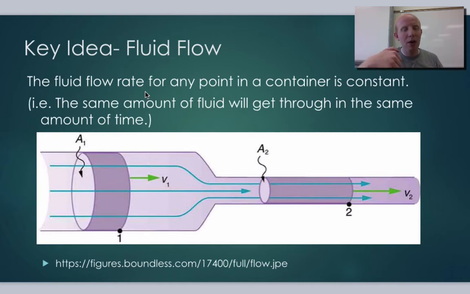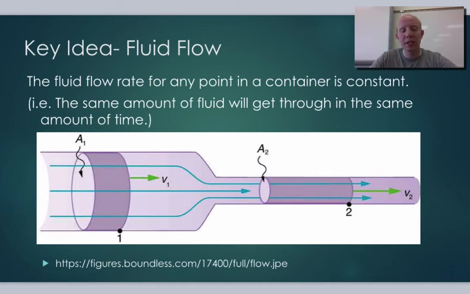But the same amount of water goes through the hose in the same amount of time. The fluid flow stays the same. Okay, so if you go from a large opening to a small opening or vice versa, you'll get different velocities, but the amount of stuff that comes through will be the same in a given amount of time.